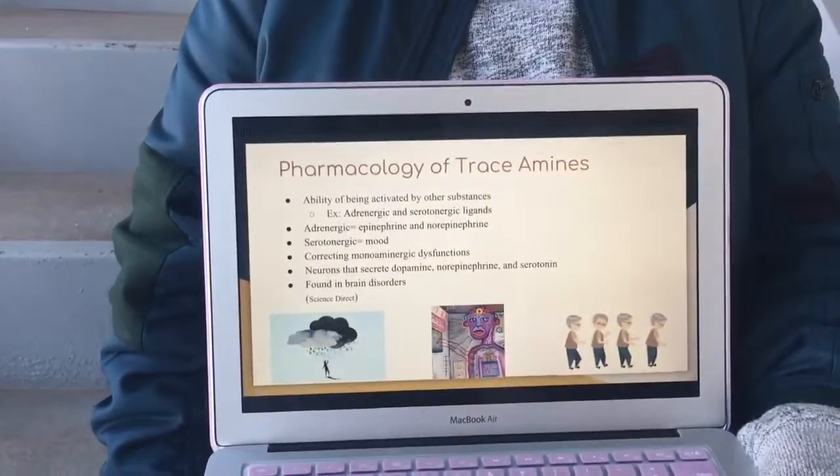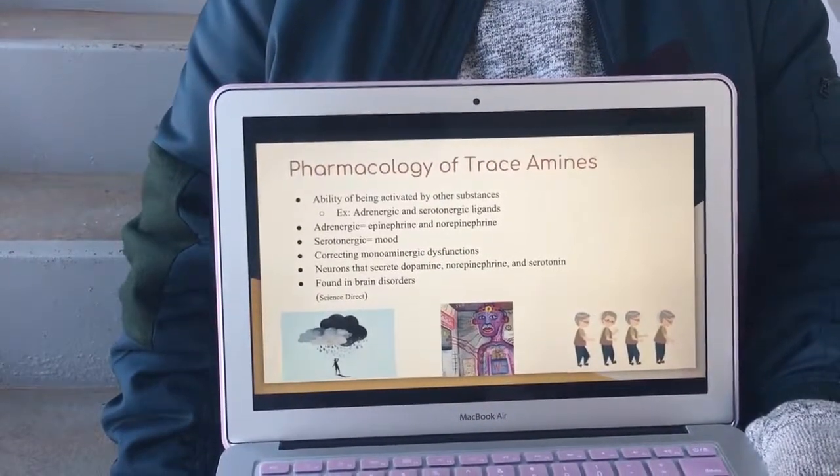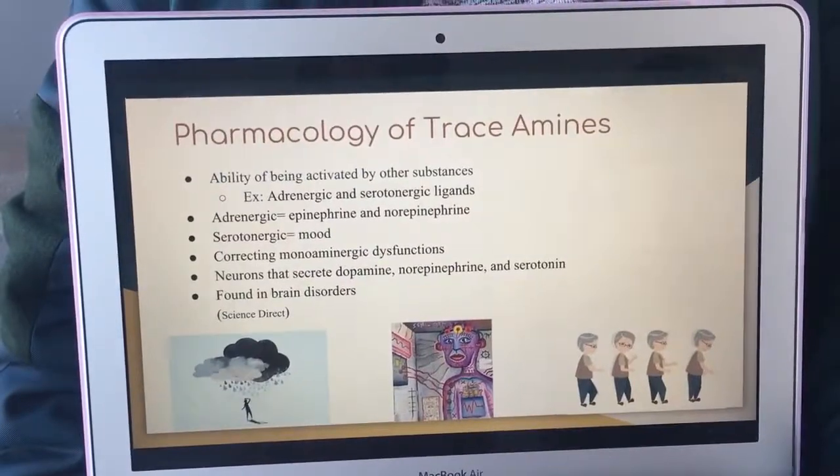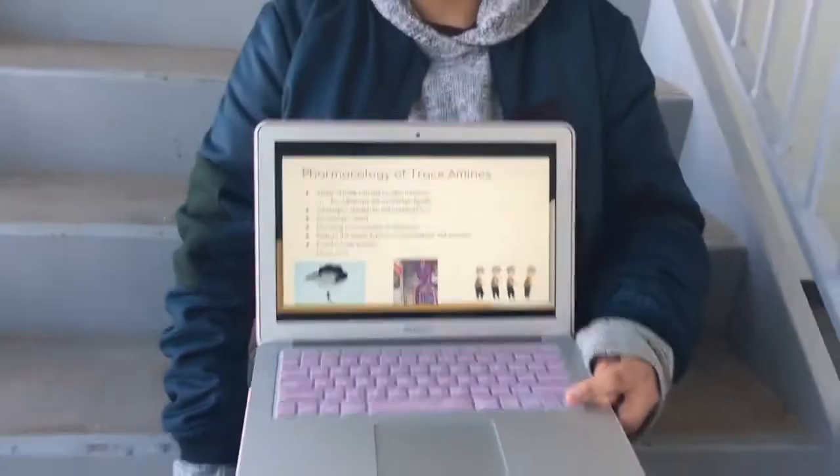Pharmacology of trace amines: it relates to serotonin, which is mood, and adrenergic, which is basically adrenaline, so epinephrine and norepinephrine. And it secretes neurons that connect with dopamine, norepinephrine, and serotonin, and it's prevalent in brain disorders.